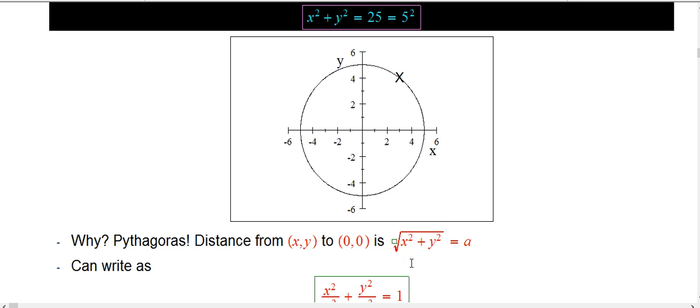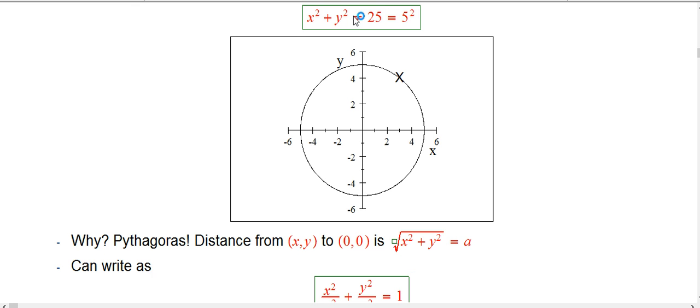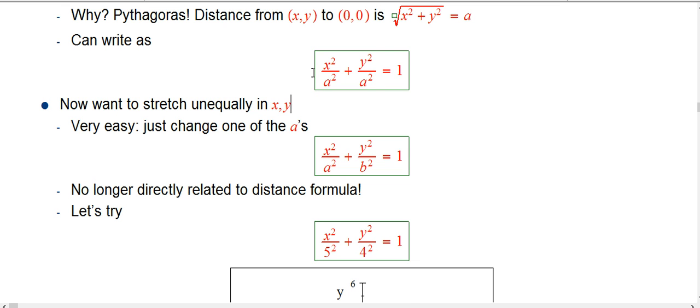Okay, now I'm going to write it in a slightly different way because it turns out to make it more flexible and easier to talk about ellipses. We're just going to divide everything by a squared. And I'm going to write it as x squared over a squared plus y squared over a squared equals 1. It's the same equation. Might seem a little unnecessarily complicated, but it's crucial that it's putting two copies of a squared, one under x squared and one under y squared.